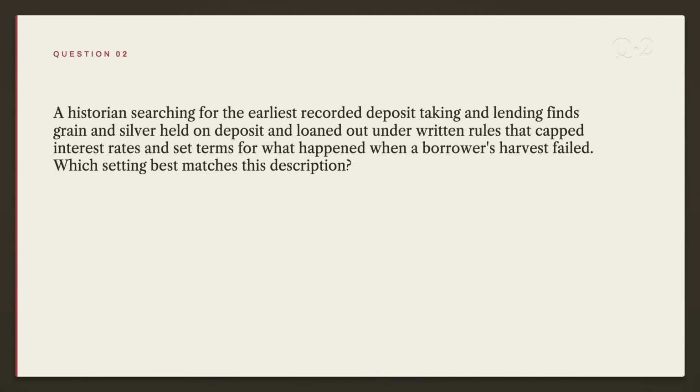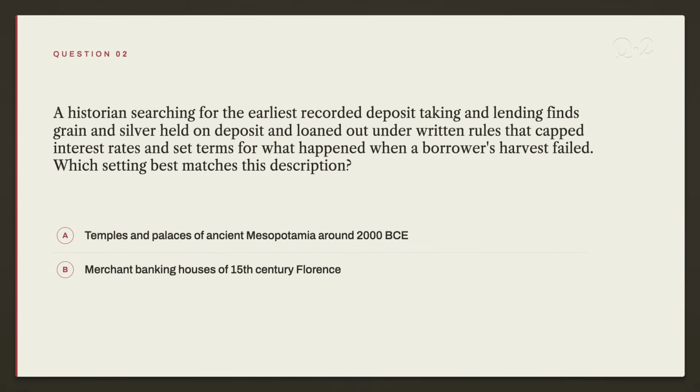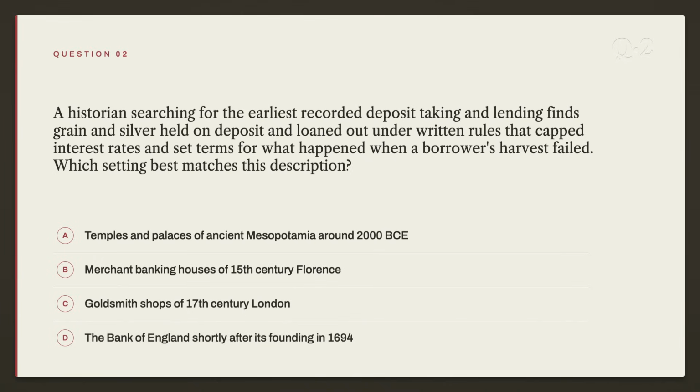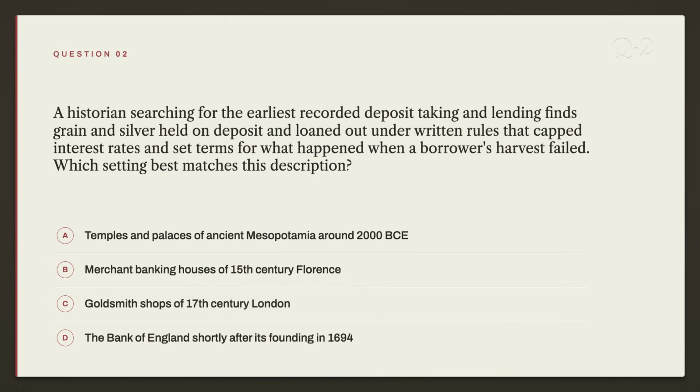Your options are A. Temples and palaces of ancient Mesopotamia around 2000 BCE. B. Merchant banking houses of 15th century Florence. C. Goldsmith shops of 17th century London. D. The Bank of England shortly after its founding in 1694. Take a second. Which answer would you pick?